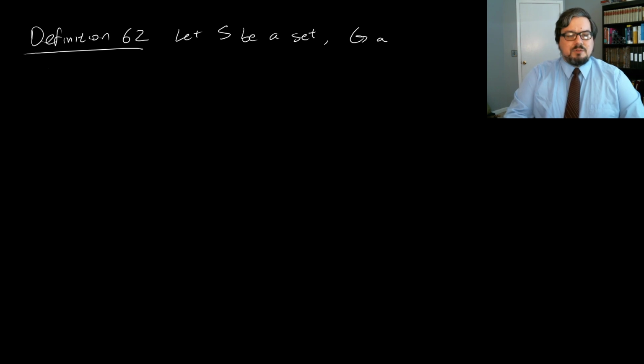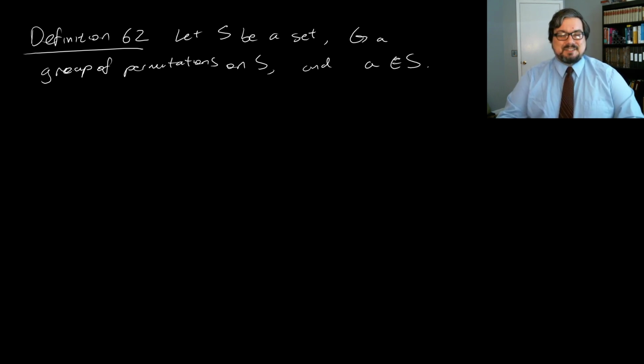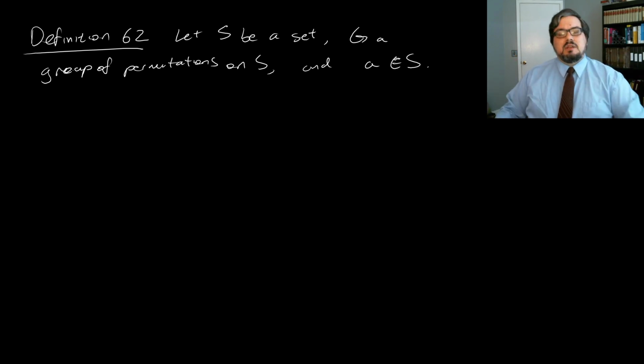So, Definition 62. Let S be a set, G a group of permutations on S, and a an element of S. a is now an element of the set S. So S is just a set. It could be anything. Very often it's just going to be a set of numbers, 1, 2, 3, up to n. And G is any group of permutations on S. It could be the whole set of permutations on S, the symmetric group on S, but it could also just be some subgroup of that.